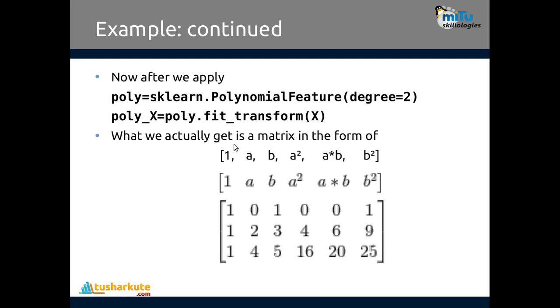The first column is becoming 1 only. Then the original data a and b, then a square, then a into b, then b square. In this way it has transformed, meaning 2 columns are expanded into 6 different columns. Out of that, the first column is always 1 and the remaining columns will be the original, then square, then cube, then raised to 4, raised to 5. In that way the data will be expanded and stored in the respective data set. In our case, the expanded data set is poly underscore x.